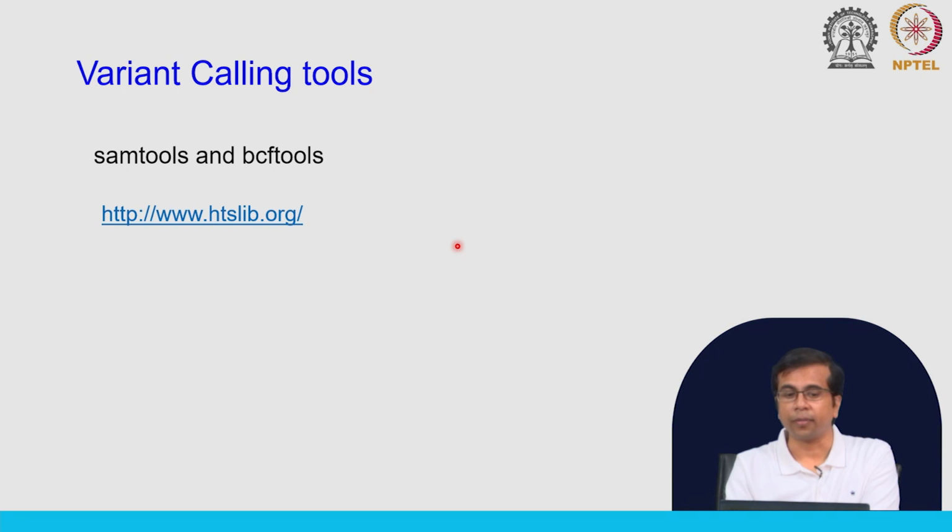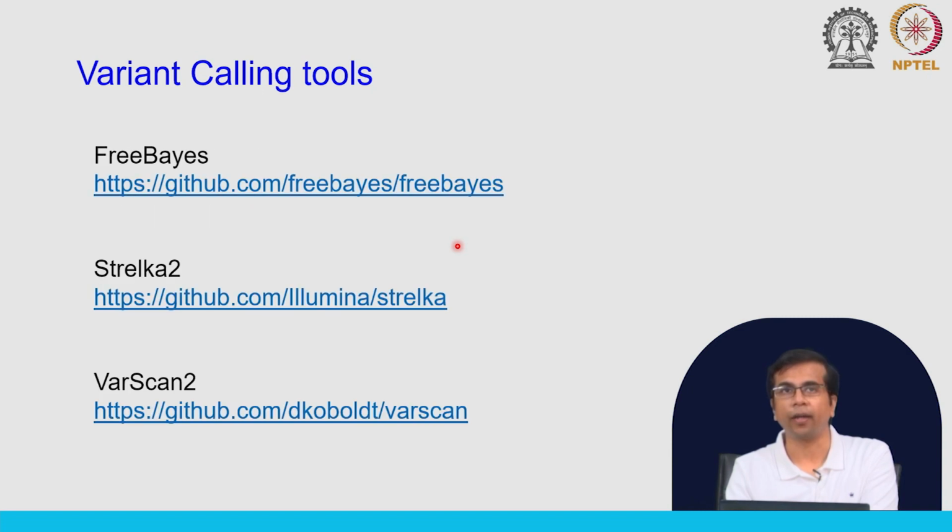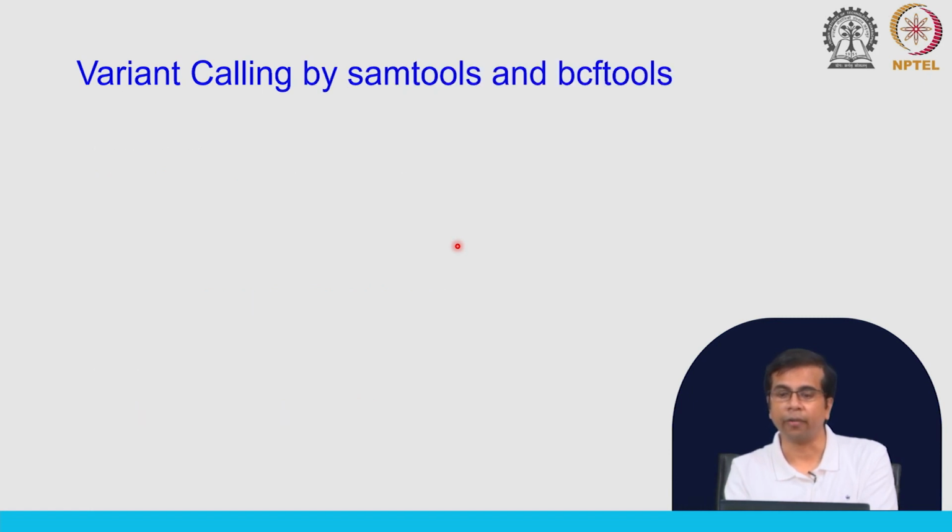We also have SAMtools and BCFtools, which are also widely used for variant calling, and then you have something called FreeBayes, Strelka as well as VarScan2. Out of all these tools, what we will use are SAMtools and BCFtools. They are free to install and easy to use through the command line. And since we have the output in SAM files, we can use that for our analysis.